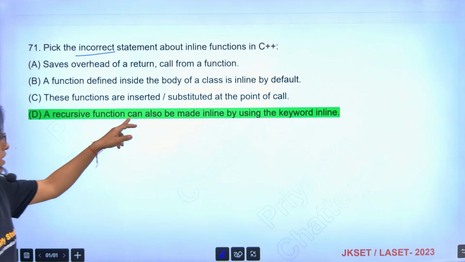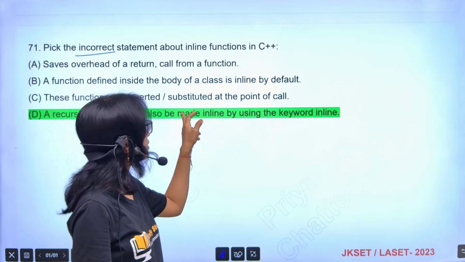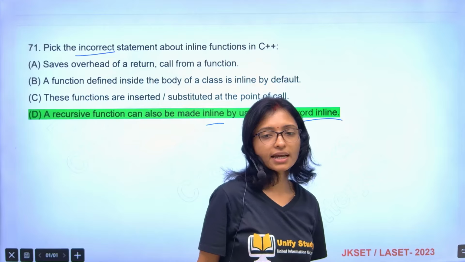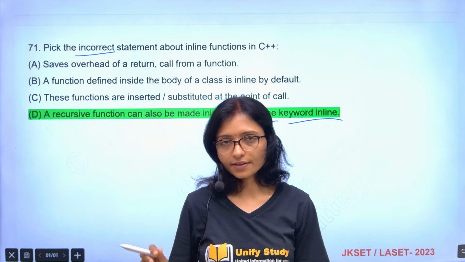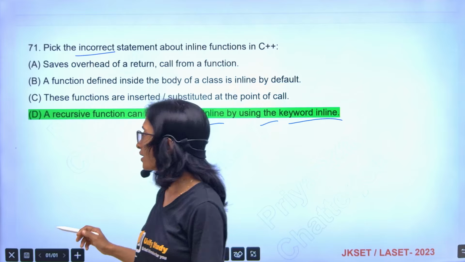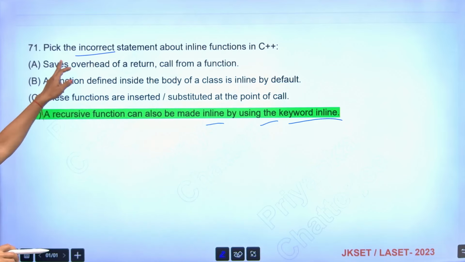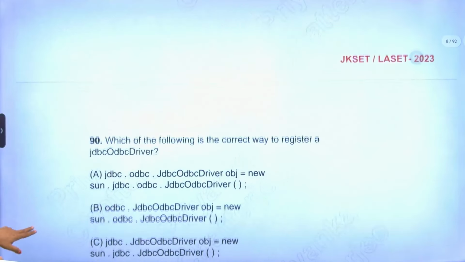A recursion function can also be made inline by using the keyword inline. Recursion cannot be inline. You cannot make it inline, and that's why this is the incorrect one. Other than that, other statements are correct.